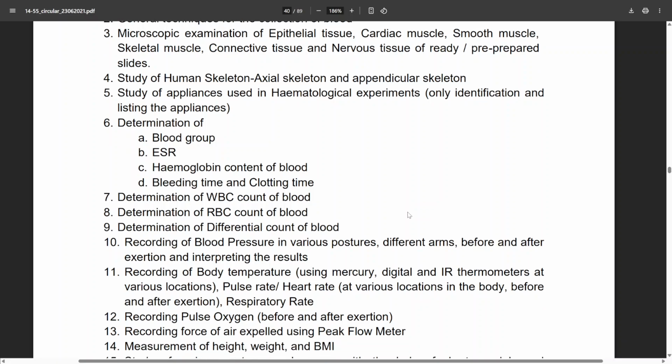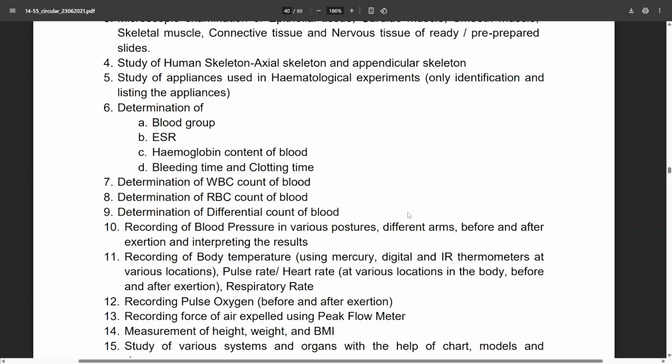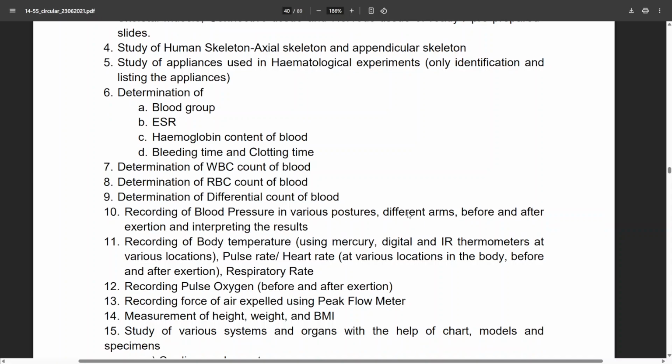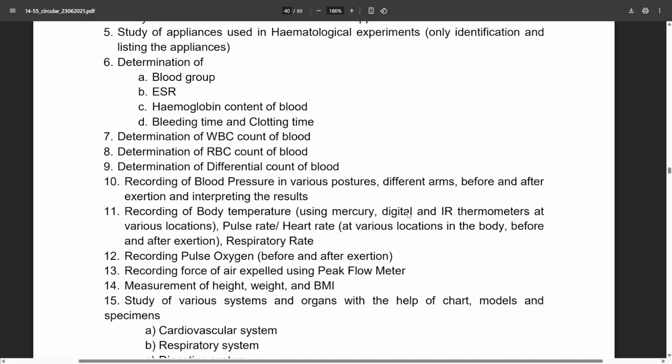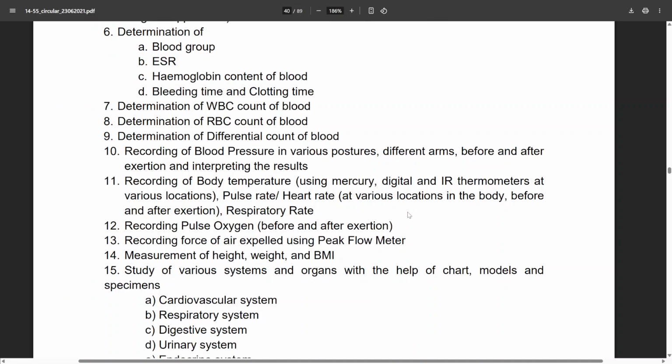Determination of blood group. ESR, that is erythrocyte sedimentation rate, hemoglobin content of blood, bleeding time and clotting time. 7 is determination of white blood cell count of blood, determination of red blood cell count of blood, determination of differential count of blood, recording the blood pressure in various postures, different arms, before and after exertion, and interpreting the result.